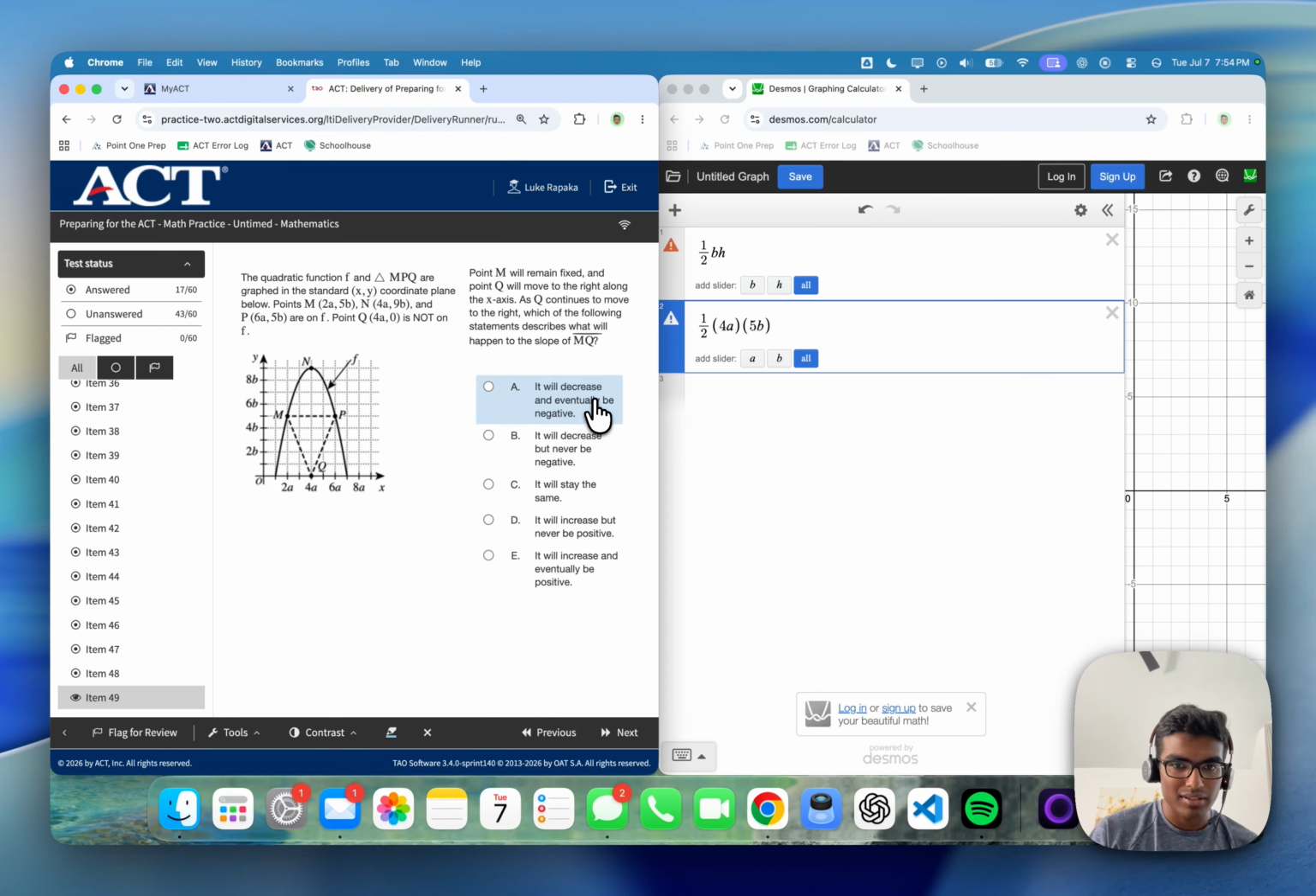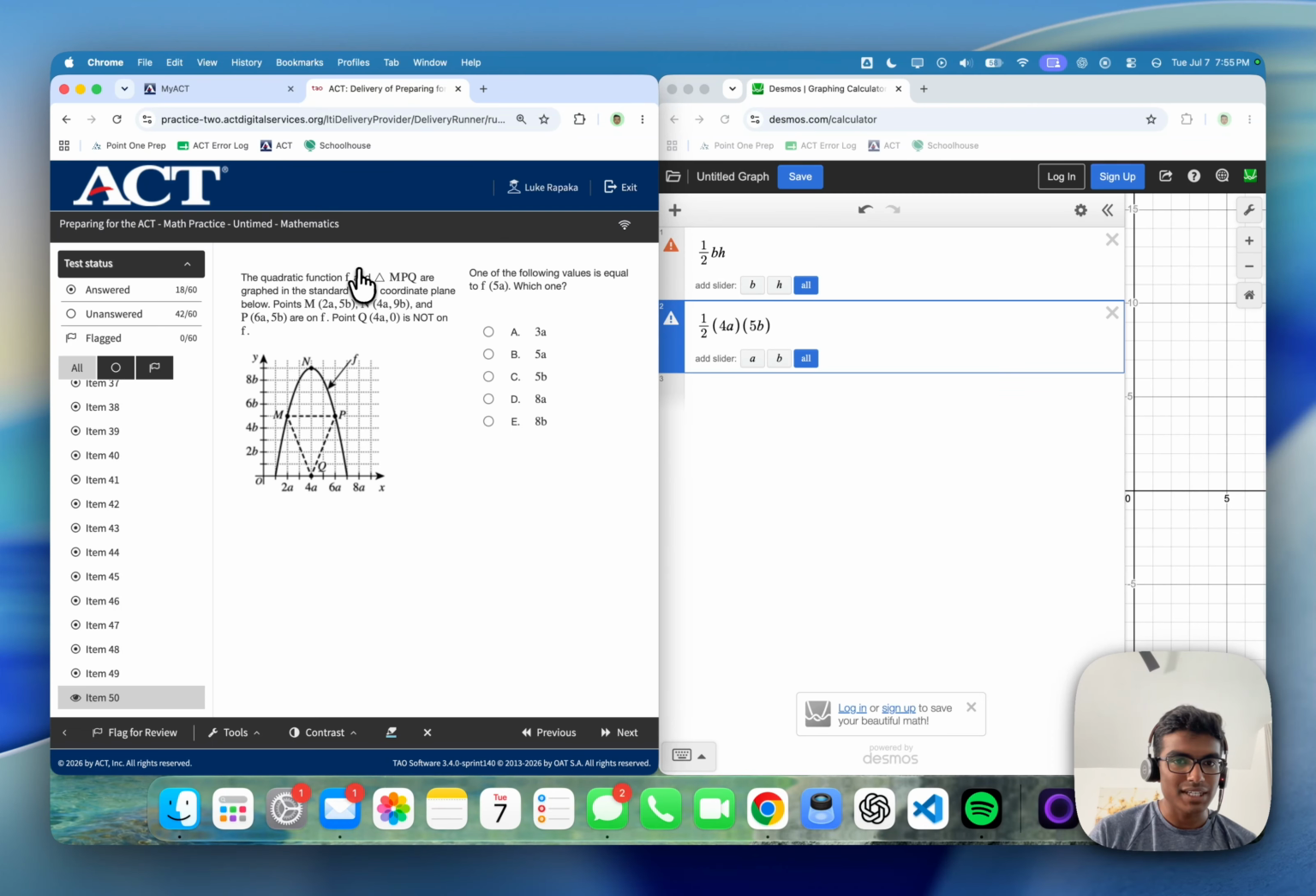So no, that can't be it. Slope will increase, never be positive. That's true because for it to be positive, it would have to be upward sloping, but it's always going to be downward sloping. So that's good. And then I think that should be good. So D is the answer then.